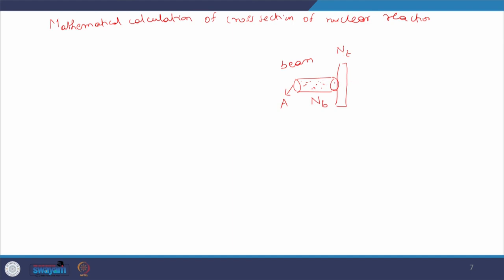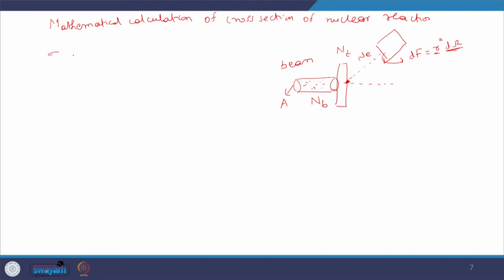With respect to the incident direction, the particles may undergo some kind of scattering or some kind of reaction. The number of product nuclei or ejectiles are getting detected by a detector whose front region is defined by dA equal to r squared d omega, where d omega is the solid angle subtended by the detector at the reaction point, and r is the distance between the detector and the source.